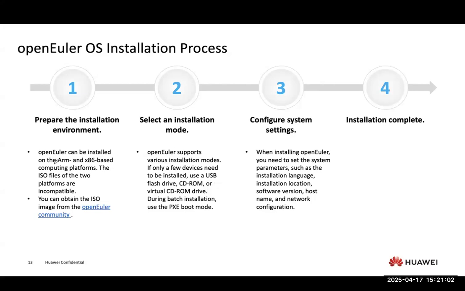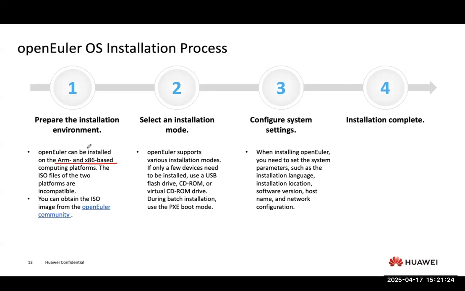So openEuler can be installed on ARM. ARM is an architecture, a type of computing platform. In my case, I run a Mac, so it's an ARM CPU. And then you have x86, which is more Intel based, like your Intel i7, i5, and those ones, they would probably run that. So you can install it on both of those architectures.